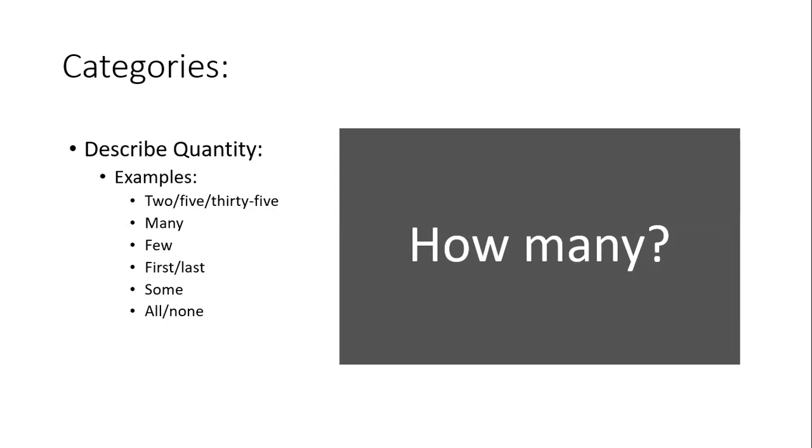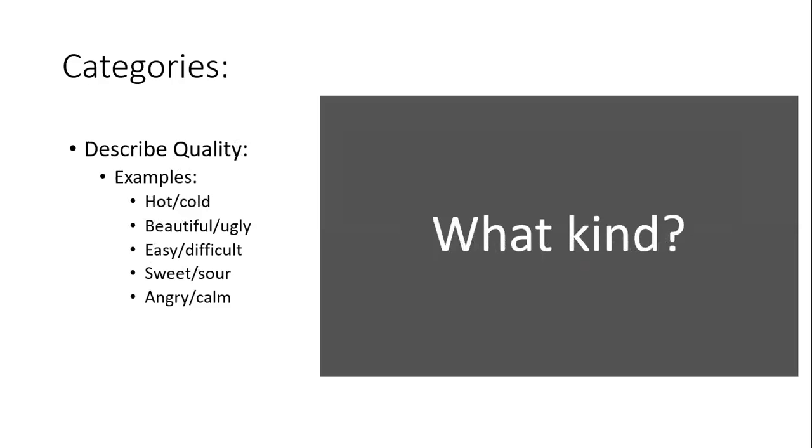But there are also other words such as many, few, first, last, some, all, and none that can also answer how many. They also describe quantity. They're not giving you a specific amount, but they're nonetheless still describing quantity. Okay? The second category describes quality, and this answers what kind.